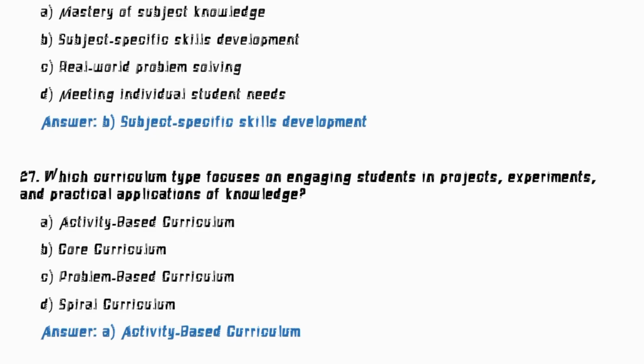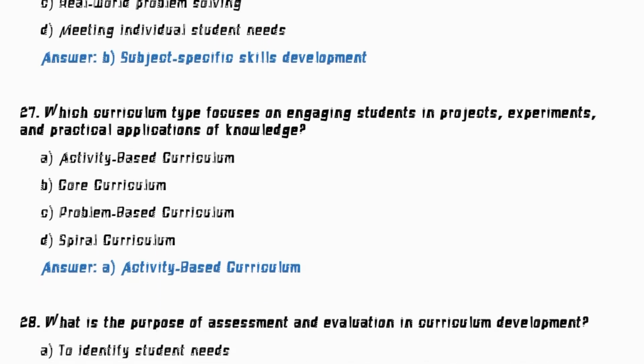Question number 27. Which curriculum type focuses on engaging students in project, experiments, and a practical application of knowledge? Option A, activity-based curriculum. Option B, core curriculum. Option C, problem-based curriculum. Option D, spiral curriculum. Correct option is option A, activity-based curriculum.